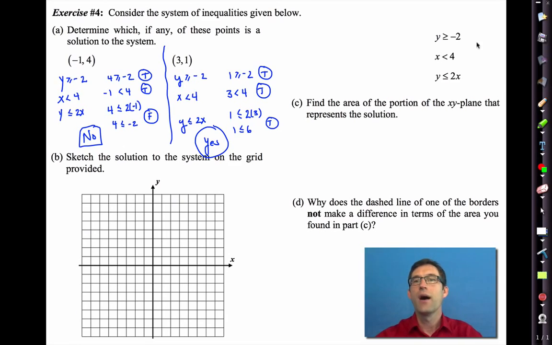So let's do it. I'm going to do some of the writing up here as we graph it down here. But y is greater than or equal to 2. We'll do that one in blue. That's going to be based on this horizontal line, right? Horizontal line.